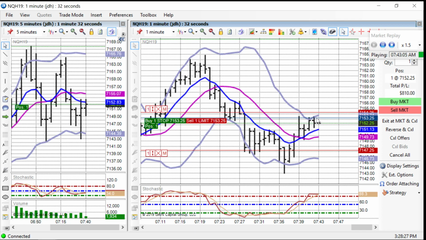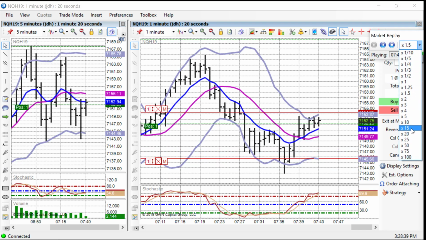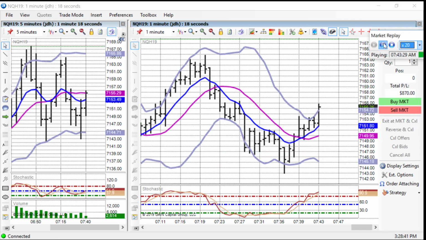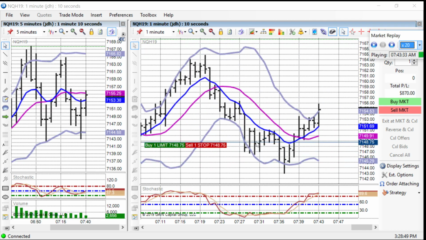Well, I like that it's moving. The Bollinger Bands are expanding. So here, let's just speed that up a little. I couldn't take the suspense anymore. Okay, I'll let that be the end of this trading period right here.